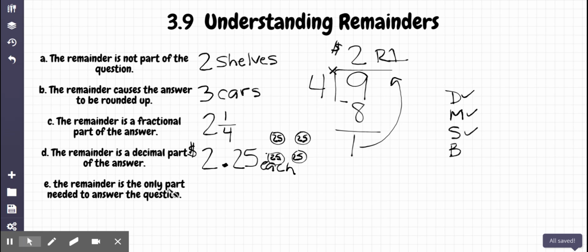And the last way that a remainder could be used is if the remainder is the only part of the answer that we need. So let's look at part E. It says 9 students have signed up for a relay race. If each team can have 4 runners, how many students cannot run in the race? Well, think about this student. He just wouldn't be able to go on the field trip. This is the student that wouldn't be able to run in the race. So we would say 1 student cannot run.